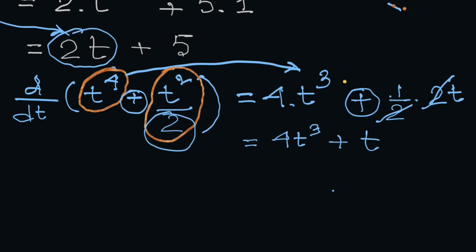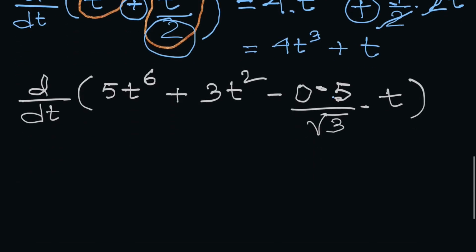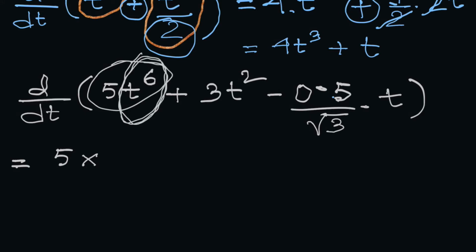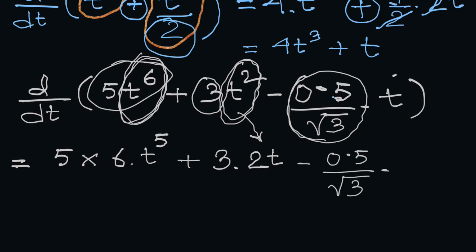Let us now do this expression, say 5t to the power 6 plus 3t square minus 0.5 by root 3 into t. How intimidating. So it is 5 into the differentiation of t to the power 6, which will give us 6t to the power 5, plus 3 constant, t square gives 2t, minus this part. Very easy, 0.5 by root 3 will remain like that. And differentiation of t, we did it once earlier, 1 only.